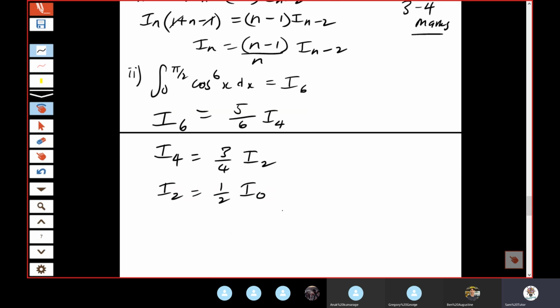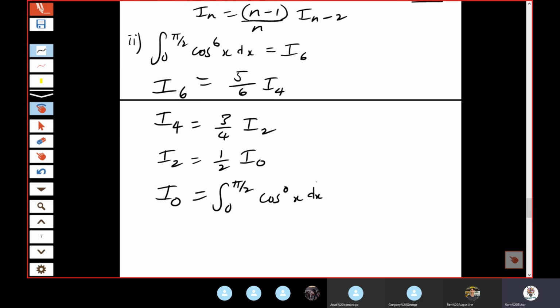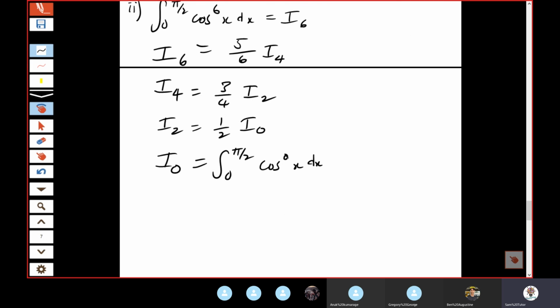So I0, you've got to actually find what I0 is. Well, I0 is the integral from 0 to pi on 2 of cos to the power of 0 x dx. What's anything to the power of 0? 1, right? So you're just going to integrate 1 dx, which equals x. So what does I0 equal to? Pi on 2. Did you want I0? No, you wanted I6. So what are you going to do now?